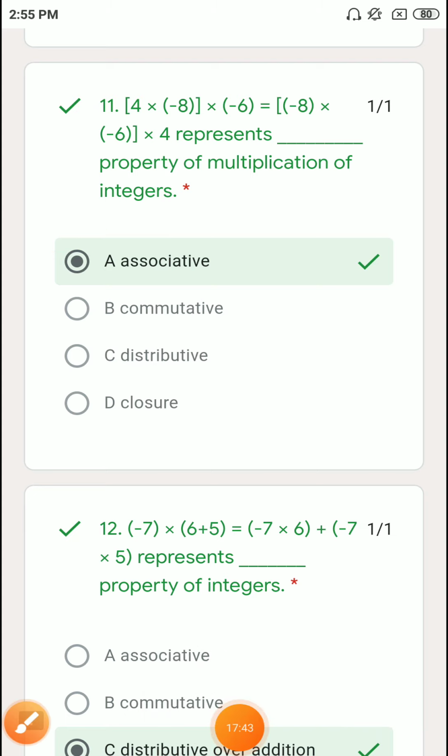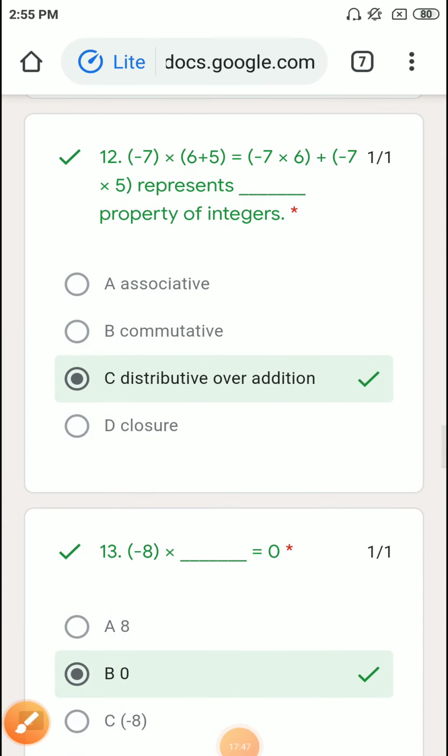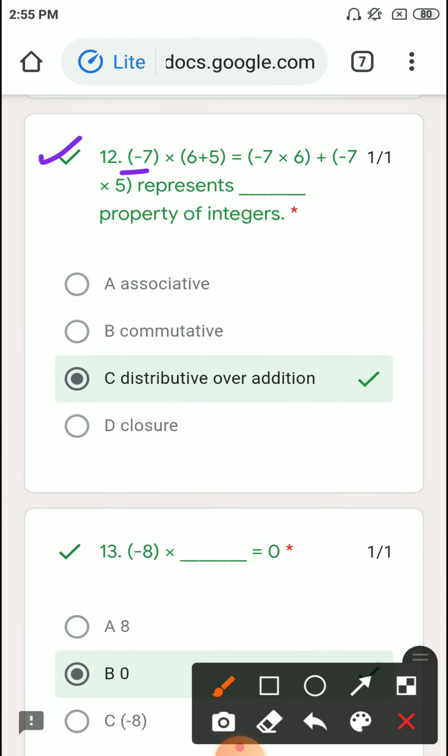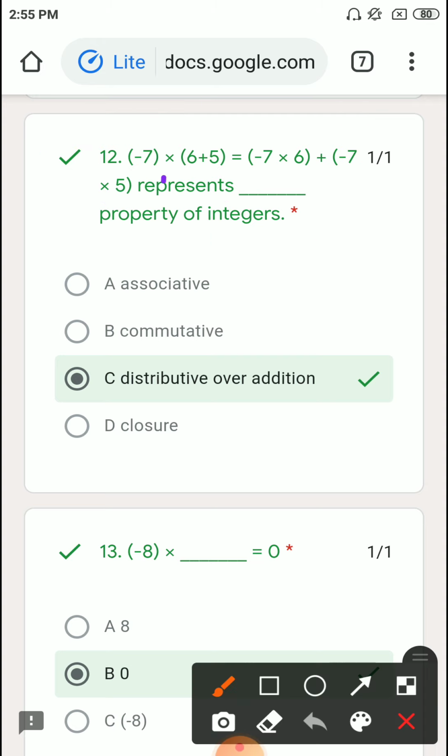Okay, after that question number 12. Here minus 7 multiply 6 plus 5. So here minus 7 is multiplied with 6. Then addition, minus 7 is multiplied with 5. So here multiplication is there, here addition is there. So what is the answer?